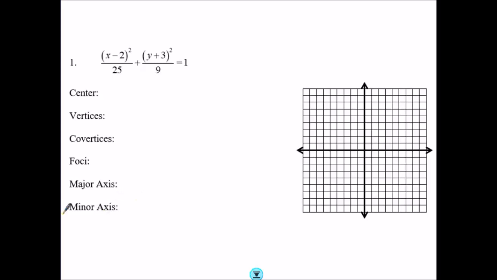So let's look at an example. First, we need to decide if this is a horizontal or a vertical ellipse. And the way you can figure that out is by looking to see whether the denominator of the x fraction or the denominator of the y fraction is larger. So in this case, the denominator of the x fraction is larger, which means that this will be a horizontal ellipse. So our center is at h, k, which is 2, -3.